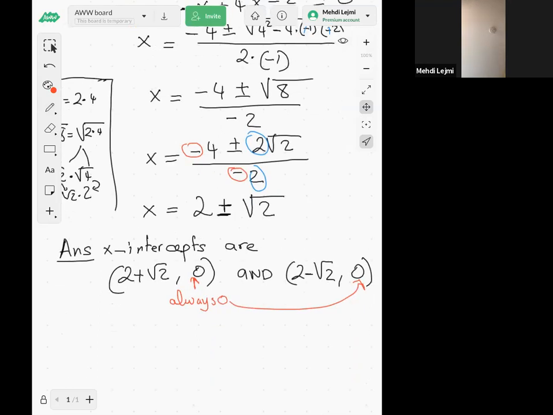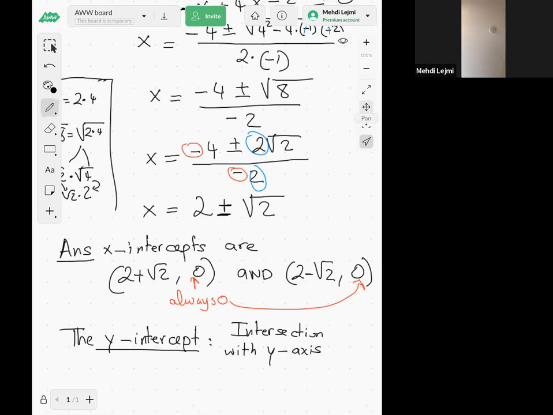Now the y-intercept. Just to remind you, the definition of the y-intercept is the intersection of your graph with the y-axis. Intersection of the graph, of course, with the y-axis.